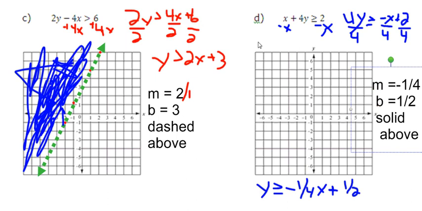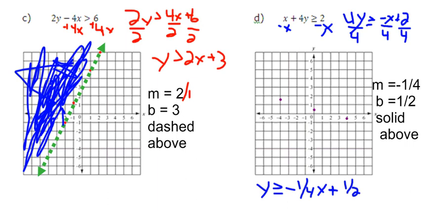Now, when you have a y-intercept that isn't a nice number, it's still the same process, right? 1/2 is halfway between 0 and 1. So that's where I'm starting. And my slope is negative 1/4, so I'm going down 1. So I'm going from 1/2 to negative 1/2, and then over 4 to the right. Down 1, over 4, I ran out of room. So I'm going to go up 1 and over 4 to the left.